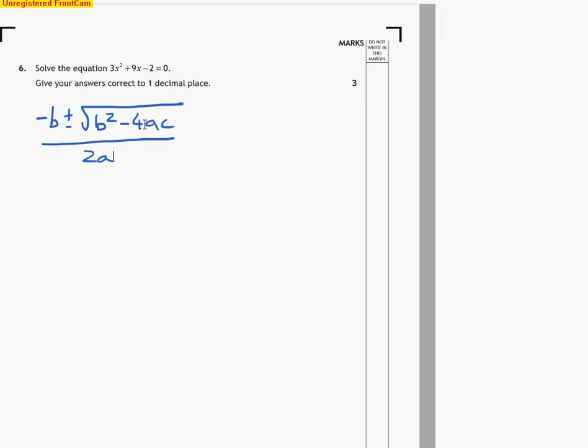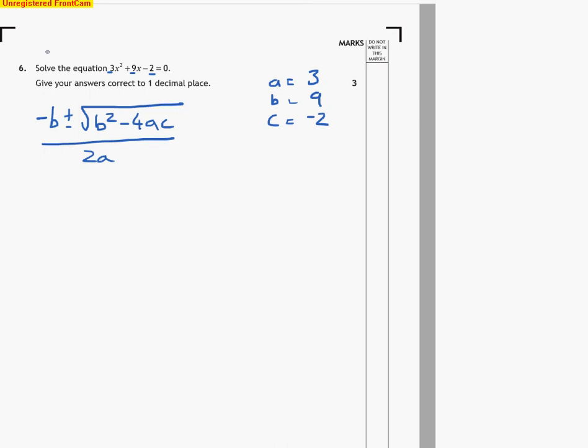Okay, so if you've not used this at some point in the paper, go back to the question that you've missed out. That will probably be where it's used. Okay, it's going to get used at some point, more likely than not. So what are A, B, and C? I think it's good practice just to write them along the side to remind you. So there's our A, there's our B, and there's our C. Okay. So A is equal to 3, B is equal to 9, C is equal to minus 2.